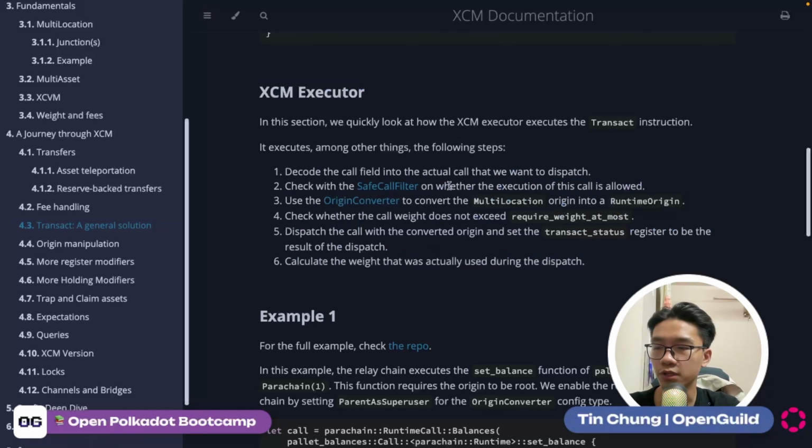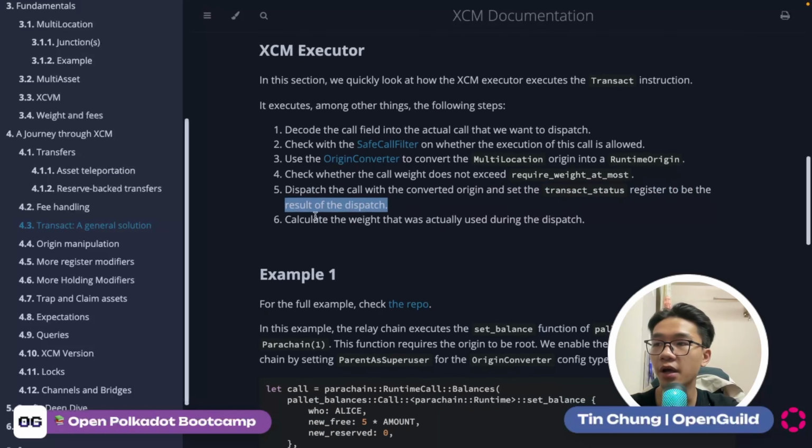Check with the safe call filter to see if that call can be dispatched on the chain, whether the execution of this call is allowed. Use the origin converter to convert the multi-location to the runtime origin. When you involve a runtime call, there are different types of origins, so you have to convert the multi-locations. Check whether the call weight does not exceed the required weight at most. We have to set the limit for the weight. Dispatch the call with the converted origin and set the Transact status register to be the result of the dispatch. Calculate the weights that were actually used during the dispatch.